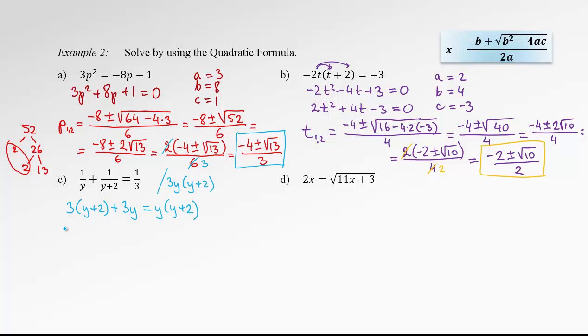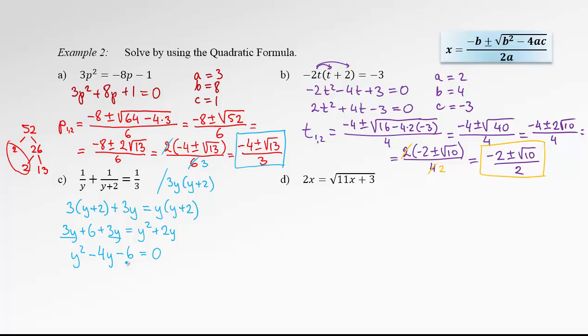Now let's release all those brackets. We get 3y plus 6 plus another 3y equals y squared plus 2y. Let's move everything to the right, but start writing it from the left. So y squared, and then it's plus 2y, but here we have 6y. When we move the 6y to the right, it becomes negative 6y. Negative 6 plus 2 is negative 4y. And finally, bring the 6 over to the right, it's negative 6. Okay, equals 0. So yes, in the end, we have a quadratic equation.